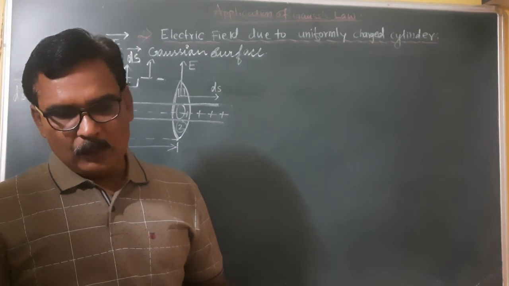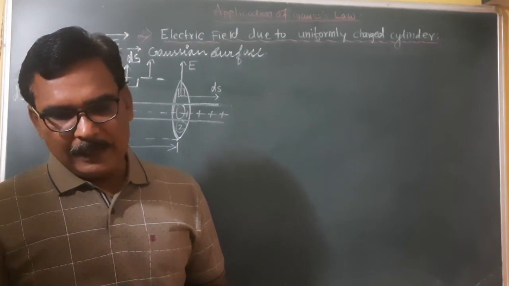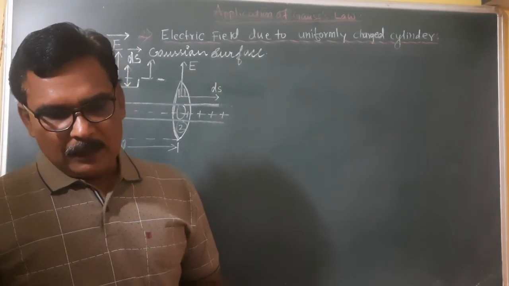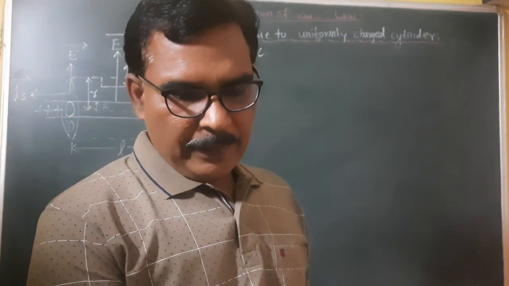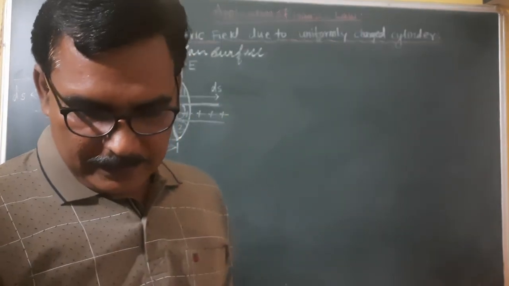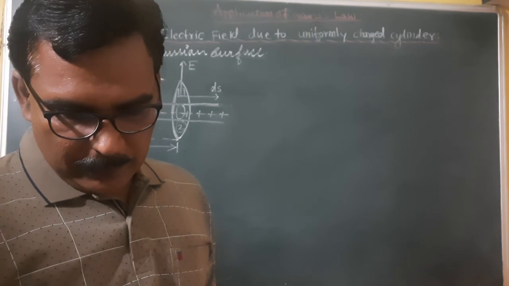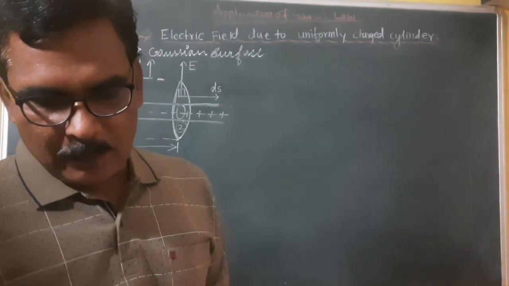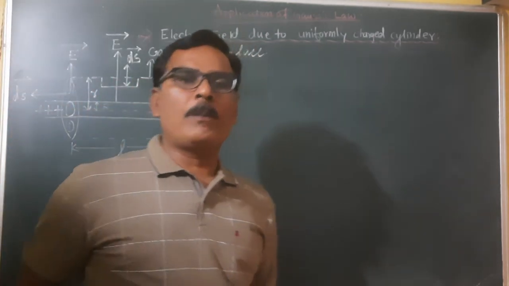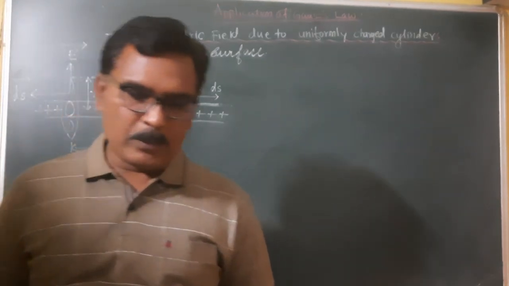And finally, we have to obtain the electric field intensity for the Gaussian surface. In that case, we consider the last point, the internal point, and for the internal point E is equal to rho r upon 3 epsilon 0. These are the three cases we have to discuss.